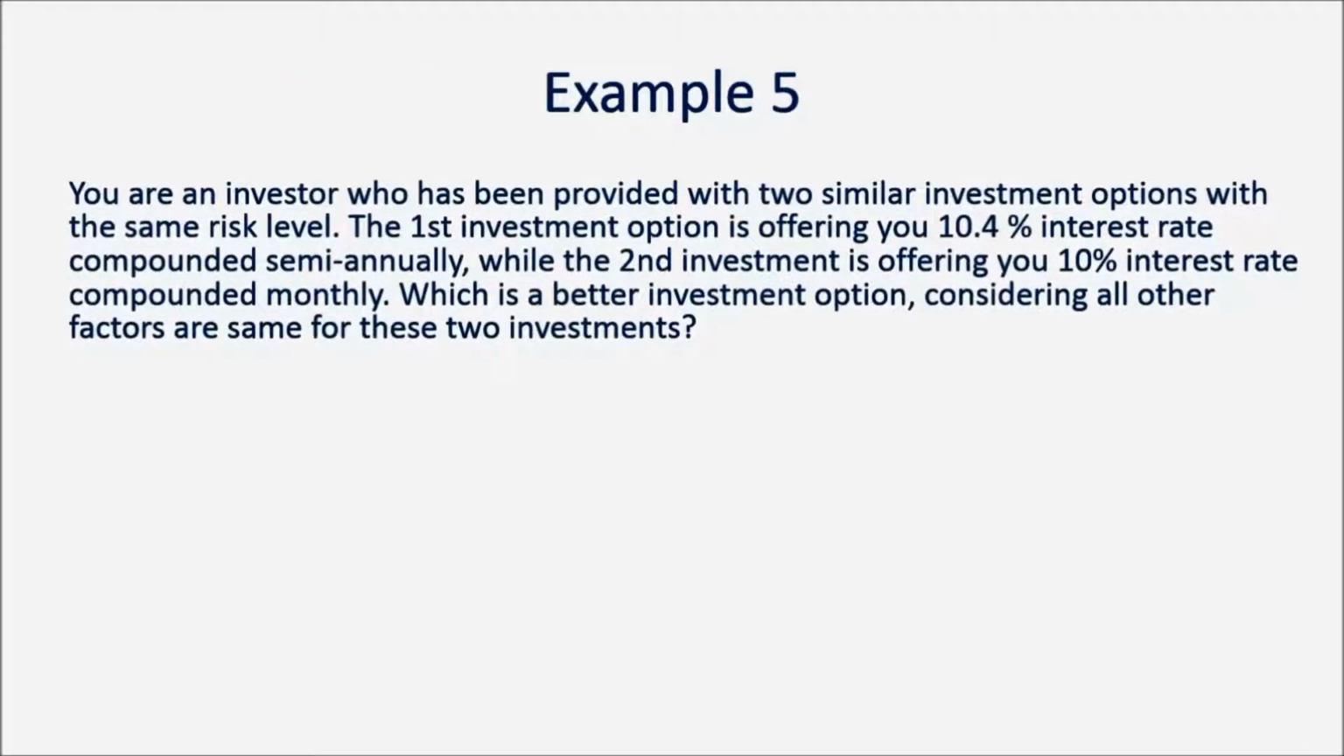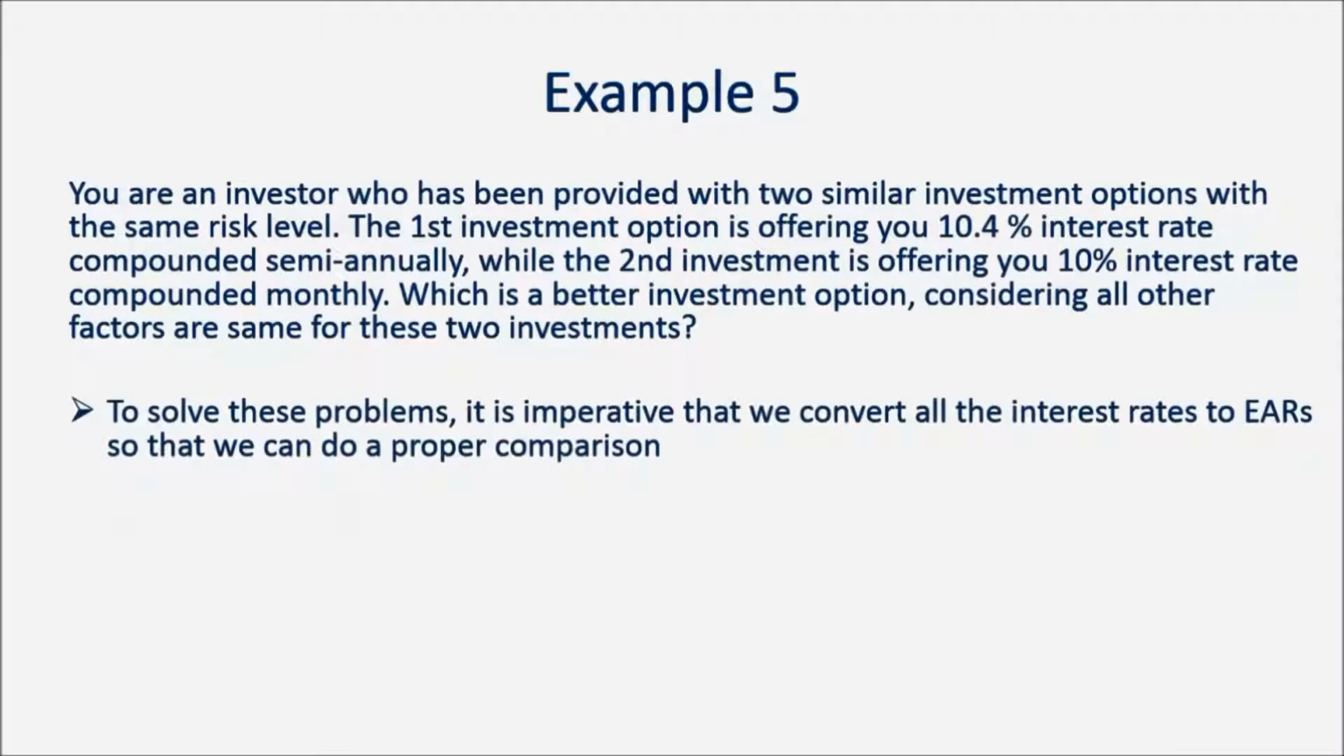Example 5. You are an investor who has been provided with two similar investment options with the same risk level. The first investment option is offering you 10.4% interest rate compounded semi-annually, while the second investment is offering you 10% interest rate compounded monthly. Which is a better investment option considering all other factors are same for these two investments?